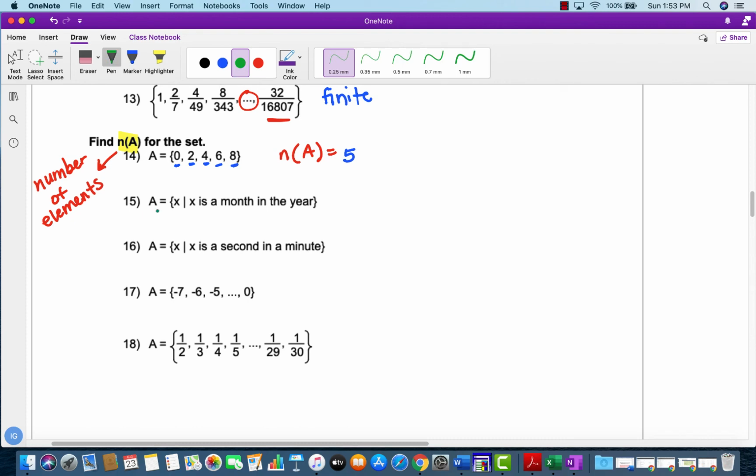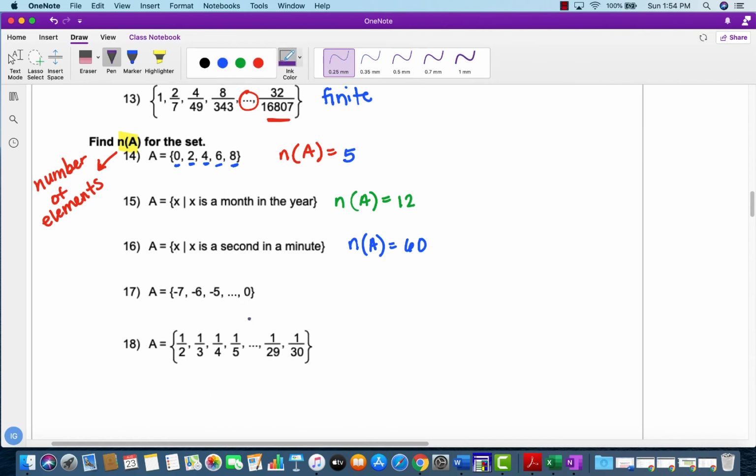We're going to do the same thing for the next one. We have x such that x is a month in the year. Well, how many months in a year do we have? We have 12, and that's the number of elements you have. Next one, x such that x is a second in a minute. How many seconds do we have in a minute? That's going to be the number of elements you have. So last time I checked, it was still 60 seconds in a minute. So there are 60 elements in this set.